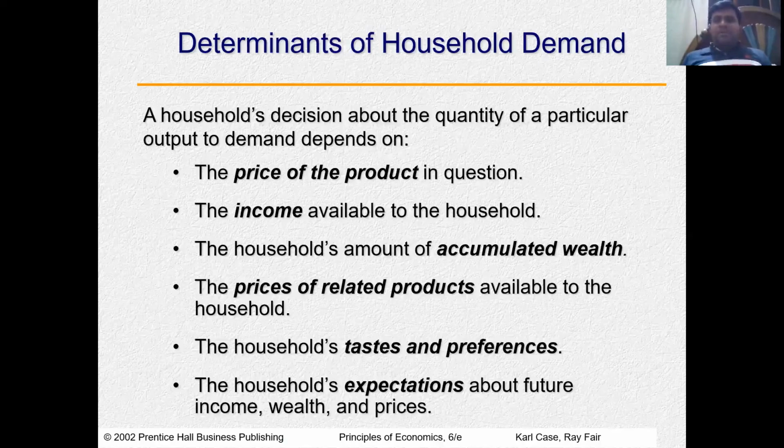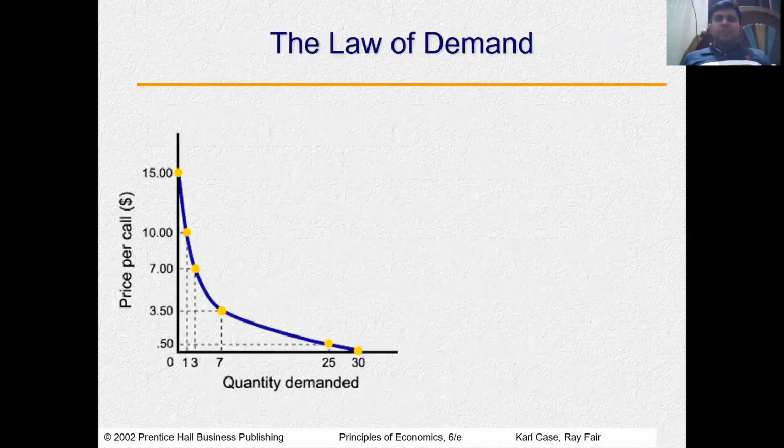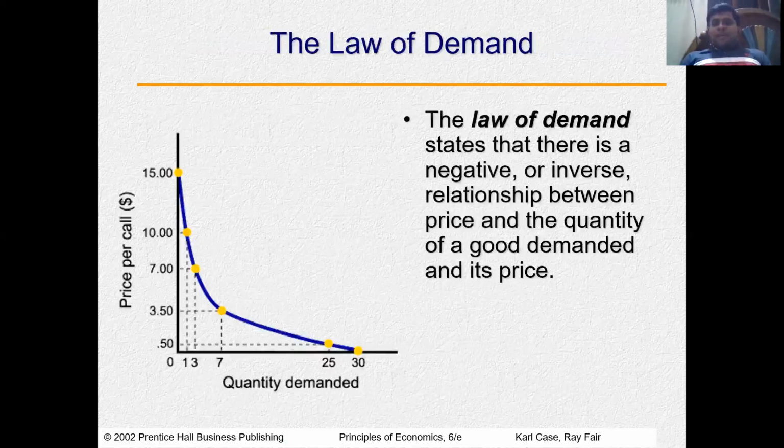After discussing the determinants of household demand, we will move towards the law of demand. Keeping other factors constant or fixed, what are those other factors which we have discussed earlier? The income, price of related goods, taste and preferences, expectations. If all these factors remain constant, the law of demand states that there is a negative or inverse relationship between the price of a good or service and the quantity demanded of that particular good or service.